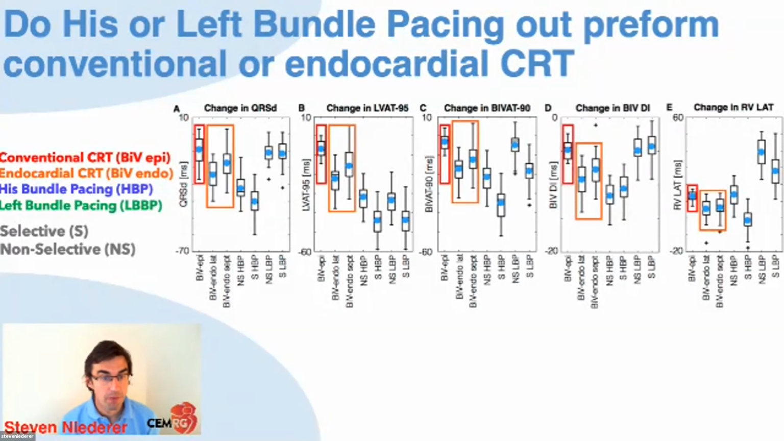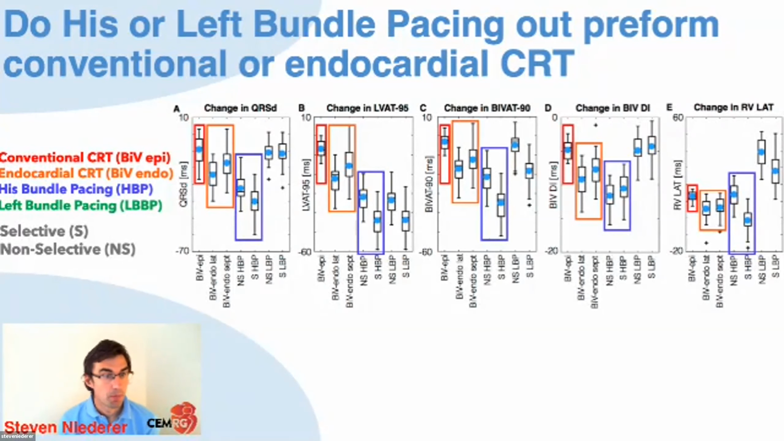And so here we see that if we have endocardial pacing, we have a reduction in the QRS duration. Lateral pacing tends to be better than septal pacing, but we do have a decrease in activation time across all the different indices that were proposed.